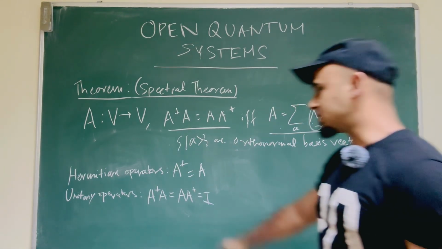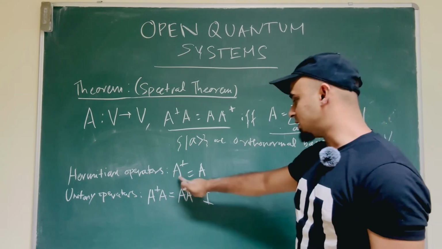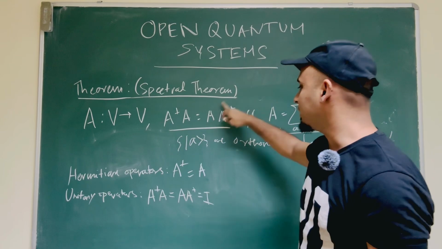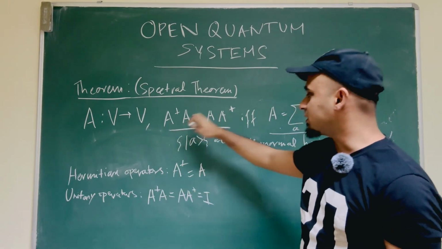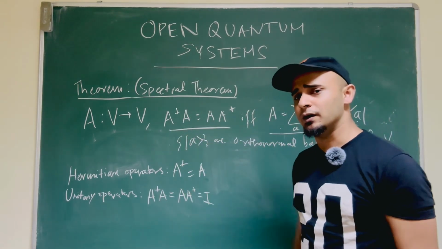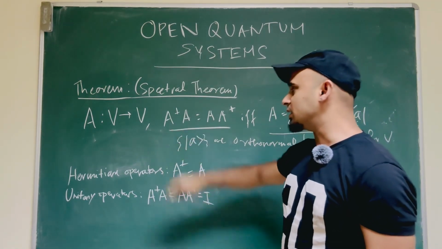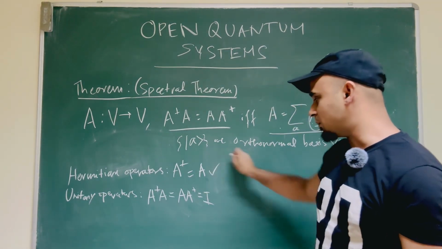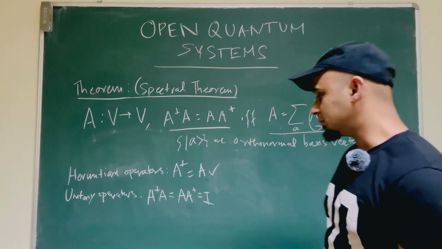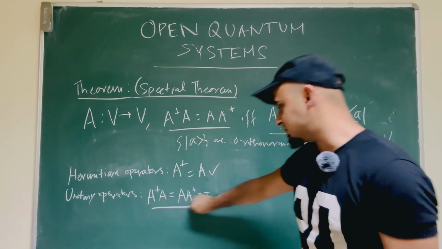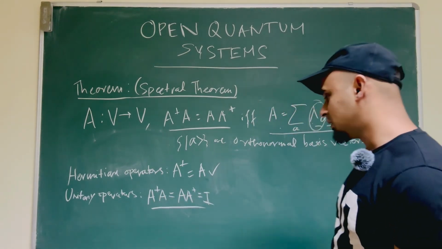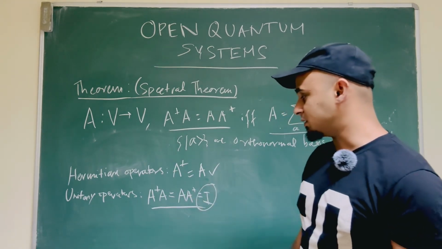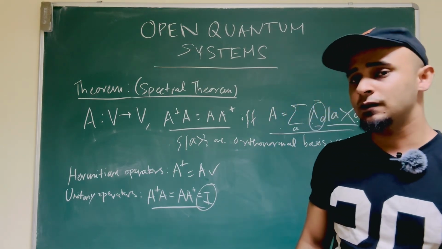So let's check for Hermitian operators first. If A dagger is equal to A, then you can just put A here, and then you can put A here. So it means that A squared is A squared, right? So it is a normal operator. No matter what order you put the A dagger in, it will always be equal. So that's why Hermitian operators are normal operators, and the unitary operators are normal operators just by the definition. But the extra condition for unitary operators is that this product A dagger A has to be equal to identity.